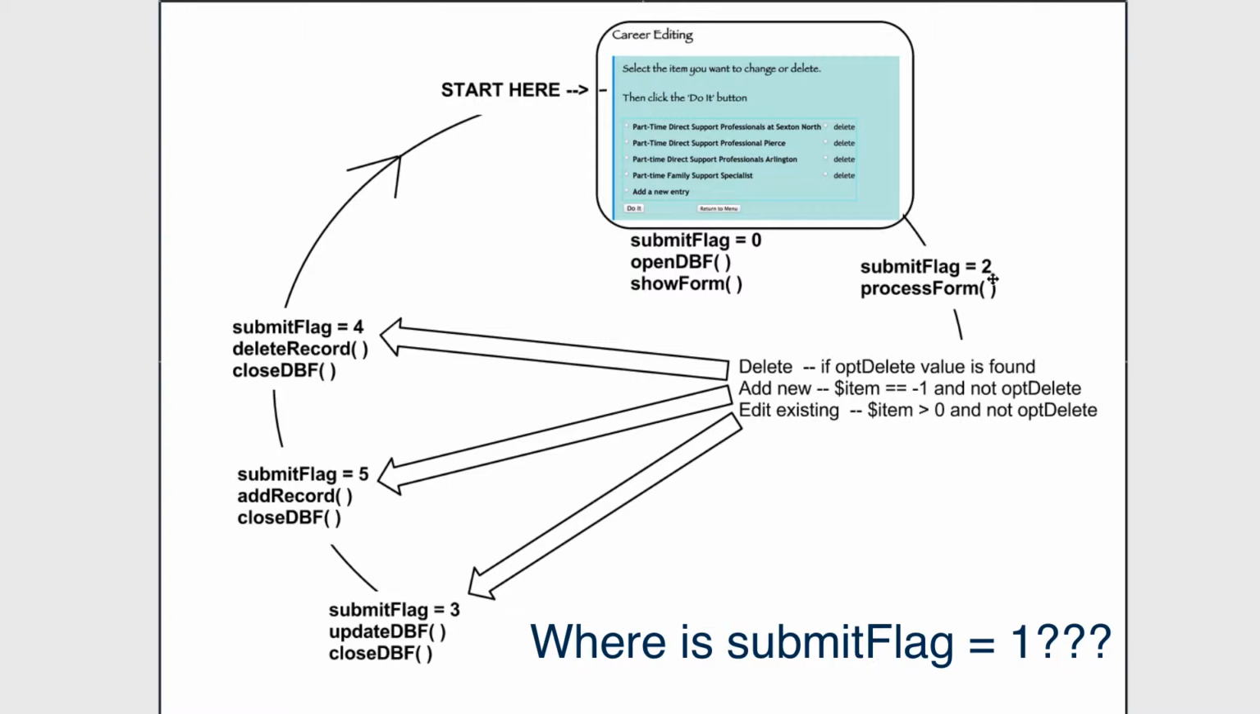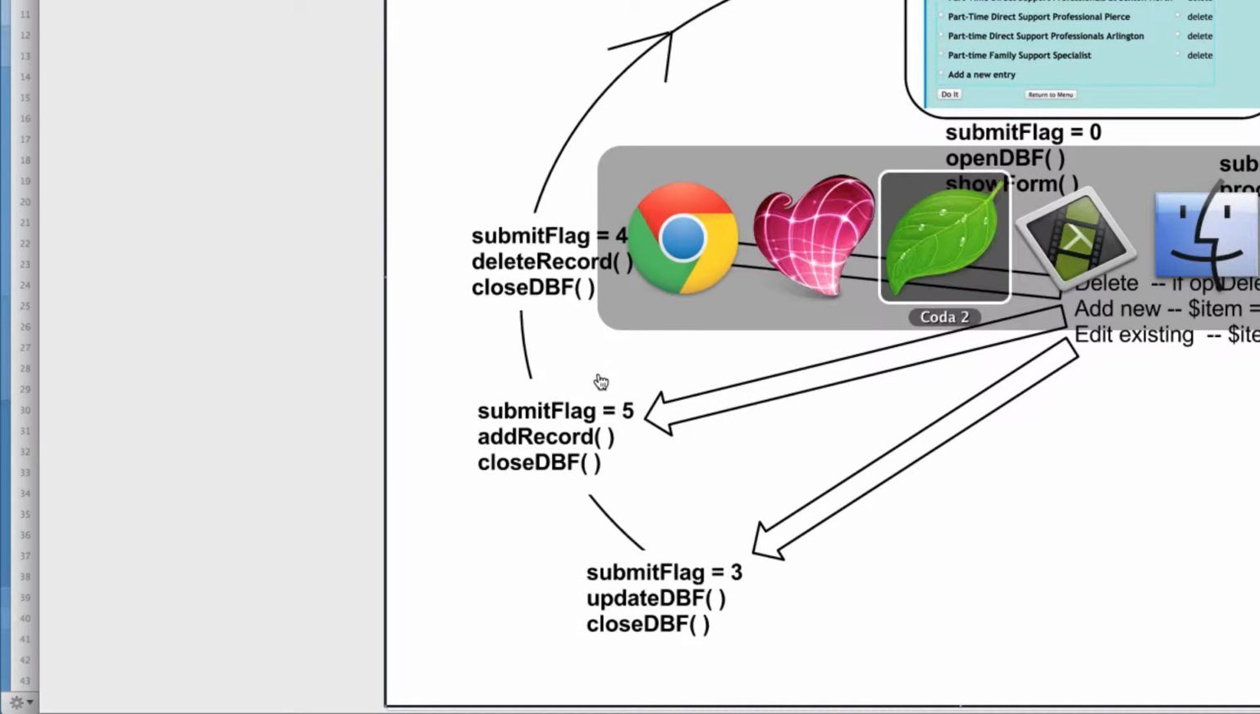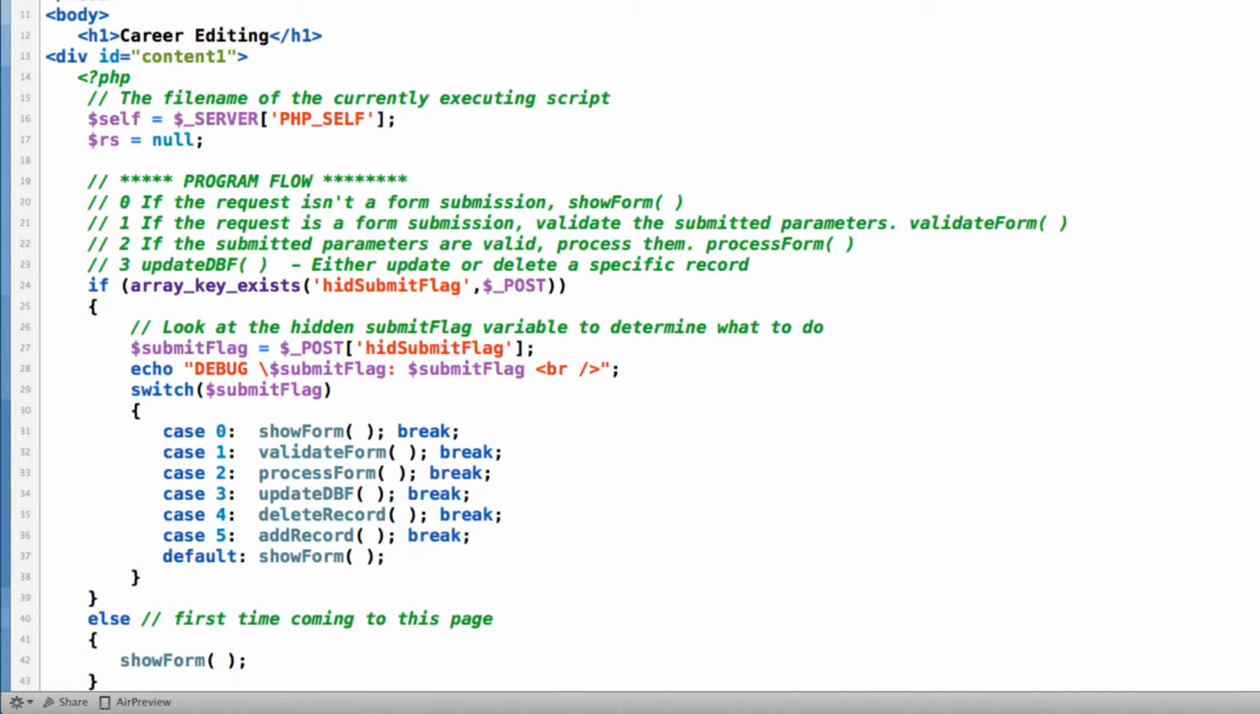Now, you may have noticed that there's no submit flag number 1. We go from 0, 2, 3, 4, 5. And this is one of the things that happens with production code. And you can see here that we have the 5 options.